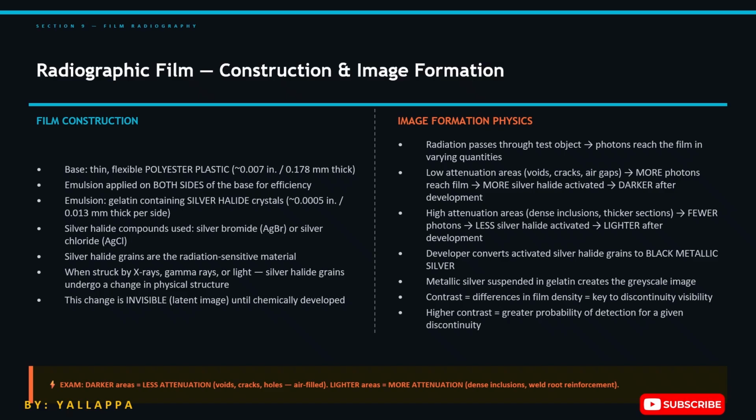The most important relationship to understand is photon exposure versus attenuation. Where the test object attenuates the radiation less, more photons reach the film. More radiation reaching the film produces more development of the silver halide and therefore a darker area after processing. Where attenuation is greater, fewer photons reach the film and the resulting area is lighter. That is the basic physical chain. Material attenuation, transmitted radiation, film response, optical density. Once you understand that chain, radiographic image interpretation becomes much more logical.